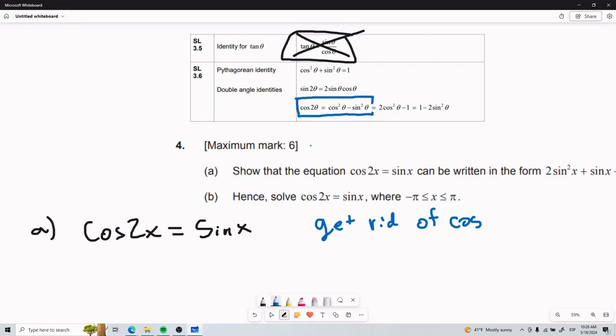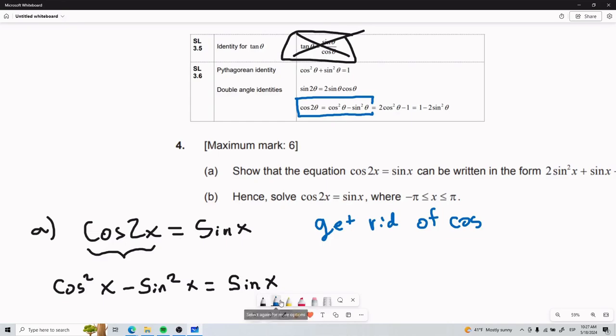So if I go ahead and do that, I end up, on the left side, with cosine squared x minus sine squared x equals sine x. And you might be telling me, dude, you're trolling, you still have cosine, and I'm telling you, hold up. The IB loves when you use formulas from the formula booklet. There is something planned up ahead for us.